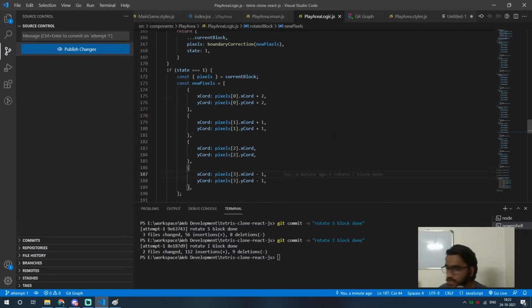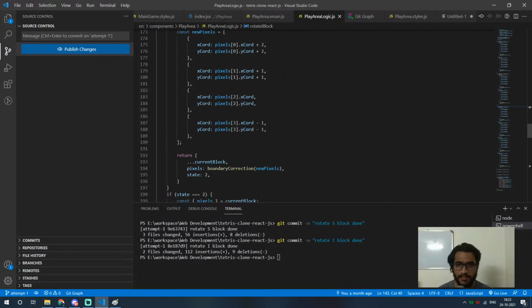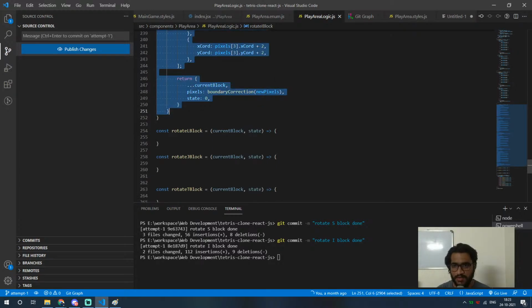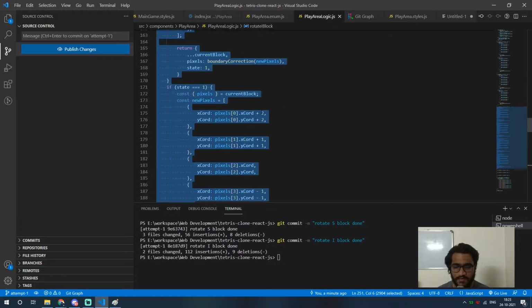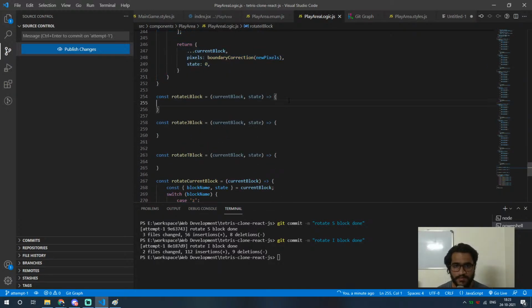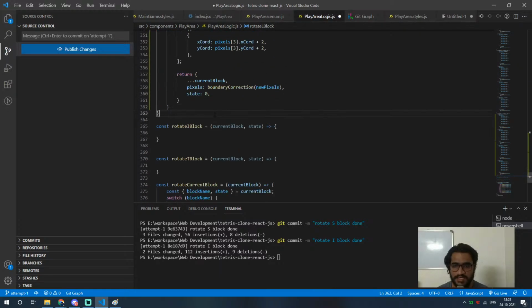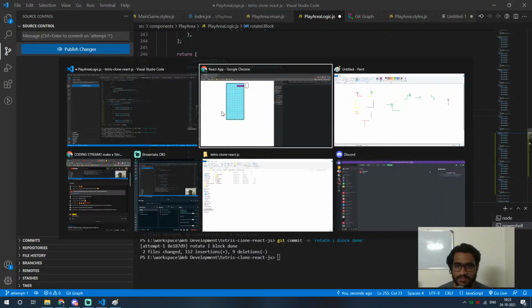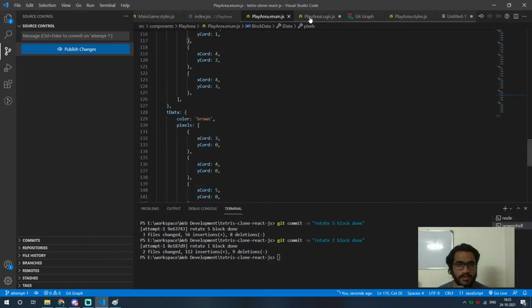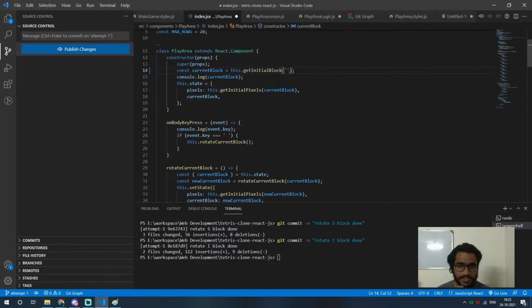And let me just copy this I block because it has all it takes for rotation for 3 transitions. The logic is already there, we just need to change the values, right? So let's work on the L block. Let's change it to L.